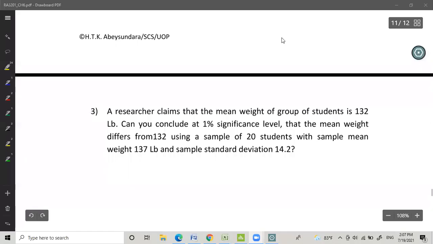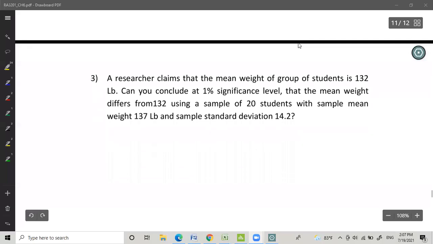So here's the third example that I left you as an exercise. Anybody who has tried this one, can you share the answer, whether it is rejecting H0 or failing to reject H0? What is the decision? No one tried it? So homework is homework, right?